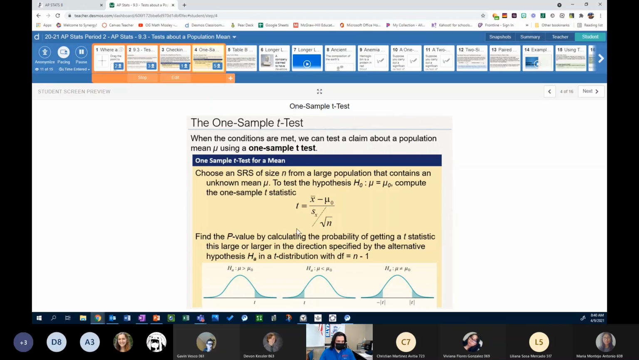We then use the t-statistic to find the p-value by calculating the probability of getting a t-statistic this large or larger in the direction specified by the alternative hypothesis in a t-distribution with degrees of freedom n-1. And so we use the t-statistic very similar to the way that we use the z-statistic for proportions. We use table B, and then we find what proportion of those values are greater than or less than or just not equal to that null hypothesis.